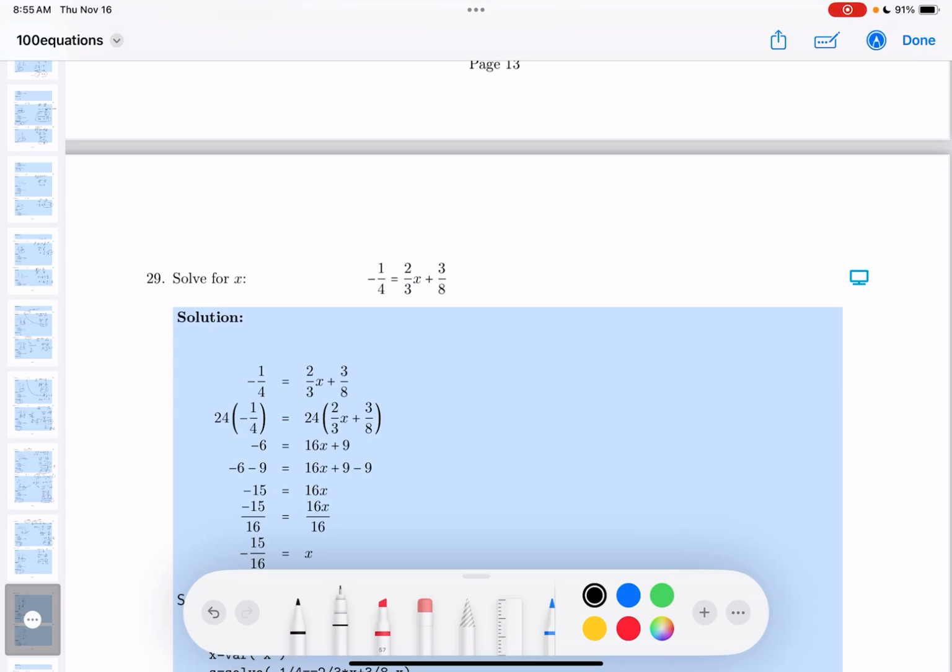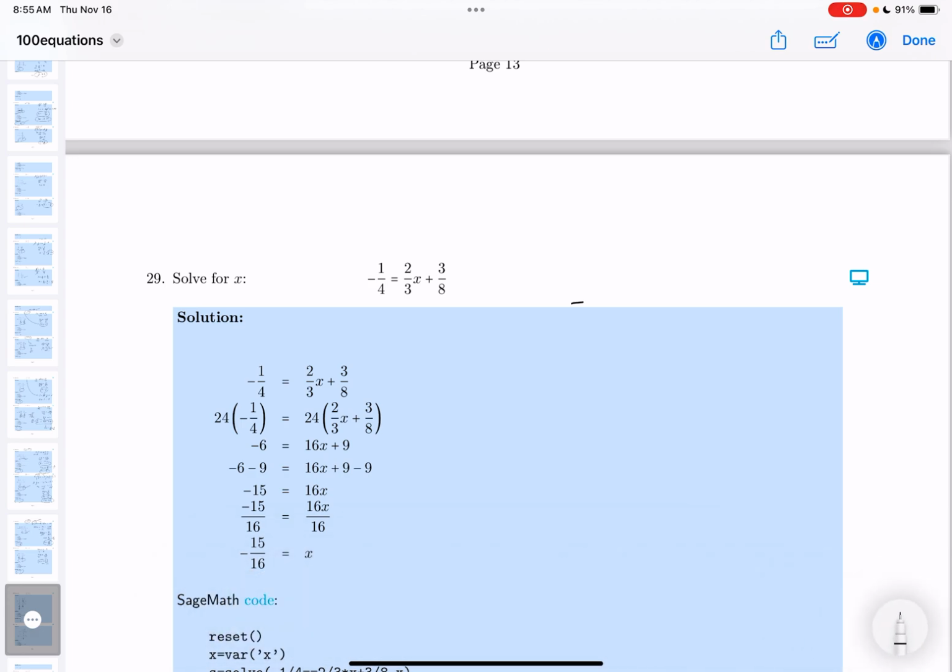Again, there's a variety of ways of doing these problems over here. I want to start off with doing it the way that some students might prefer doing it, but you really have to develop your own preferences. Let me just write it down for you. It's minus 1/4 equals 2/3 of an x plus 3/8.